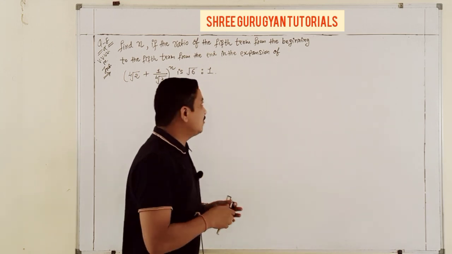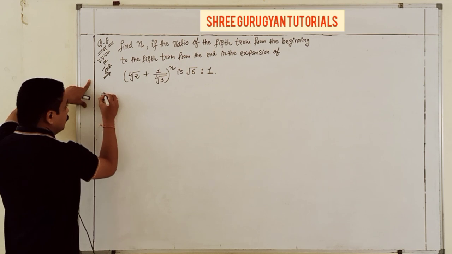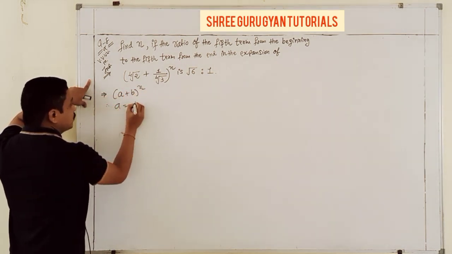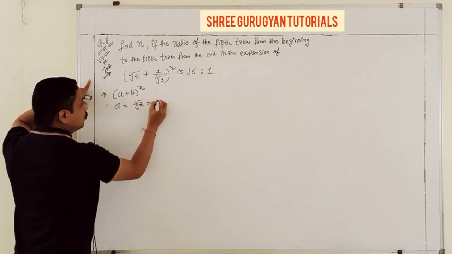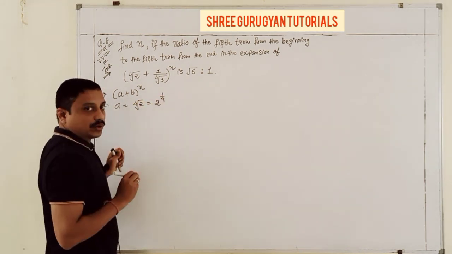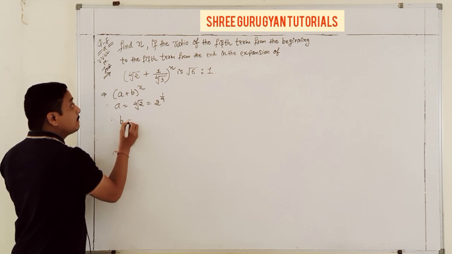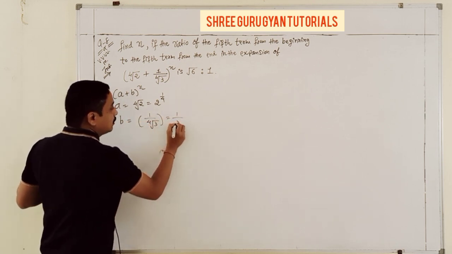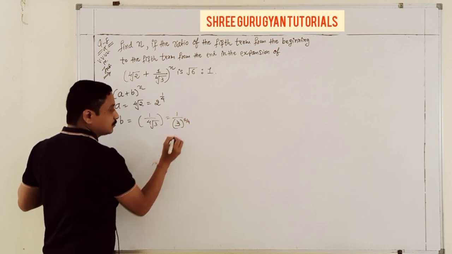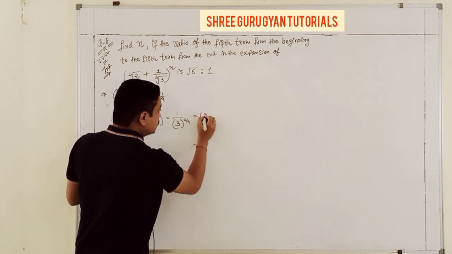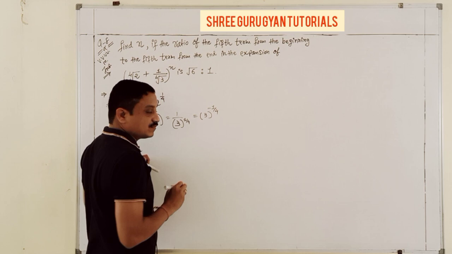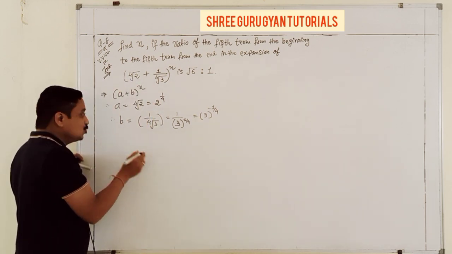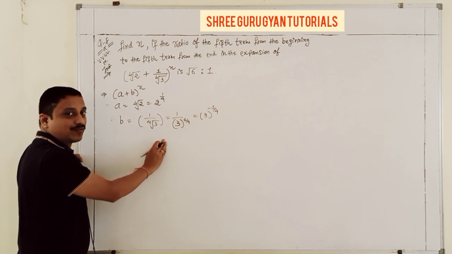First of all, I compare this with (a + b) raised to n. So what's your a? The 4th root of 2, that is 2 raised to 1/4. B is 1 by the 4th root of 3, which is 3 raised to minus 1/4. And the power is n.